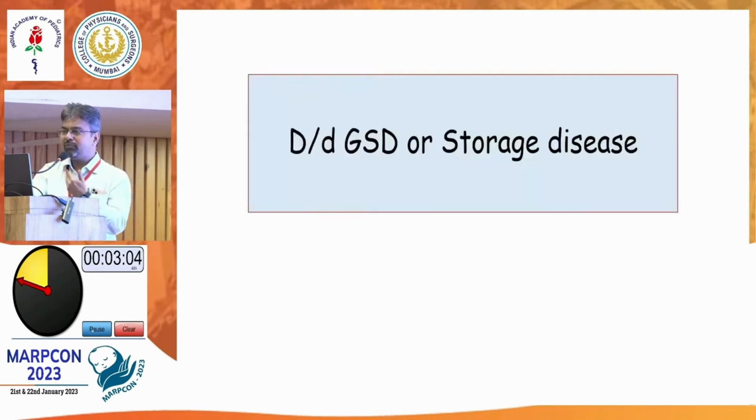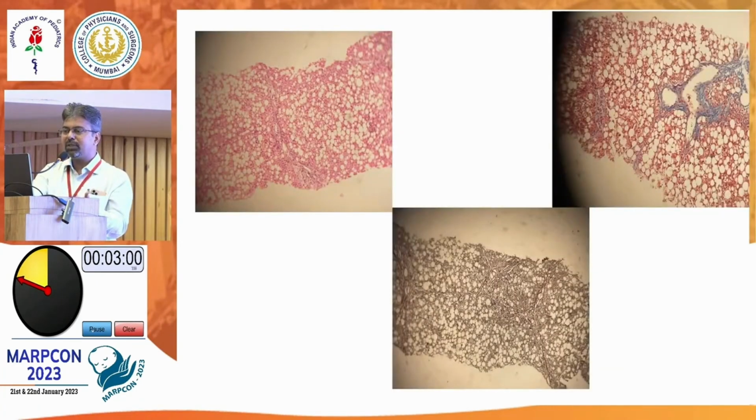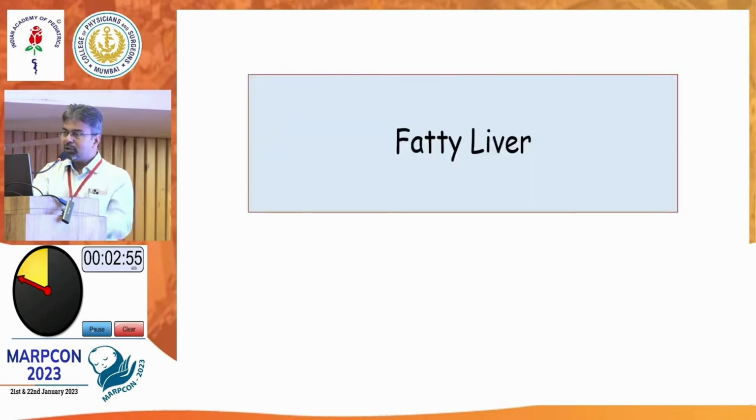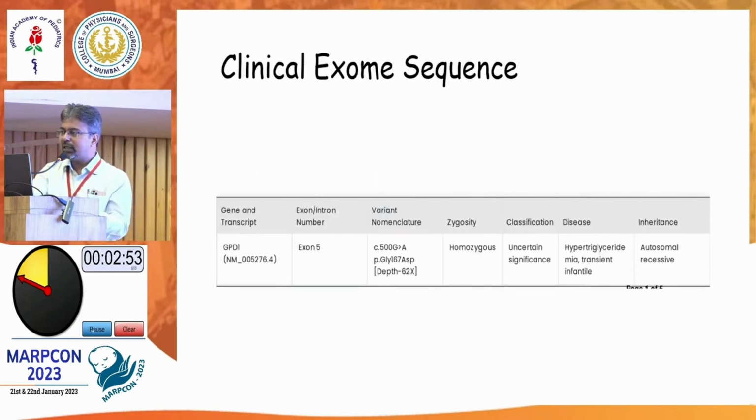My differential diagnosis at that time was glycogen storage disease. We did the liver biopsy, which showed fat in the liver. It was a fatty liver. Though the lipid profile was normal, we sent the clinical exome sequence to know what disease the child is having, and this was the hypertriglyceridemia, transient infantile type. So only for a few years the patient will be having hypertriglyceridemia and fatty liver.